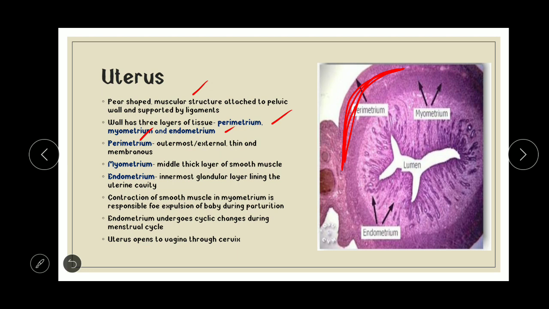Then myometrium. The myometrium is the thick middle layer of the smooth muscle. You can see the color difference between the perimetrium, the myometrium and the endometrium. And the middle thick layer is made up of smooth muscles. And the endometrium is the innermost glandular layer, with glandular layers for secretion of various hormones.